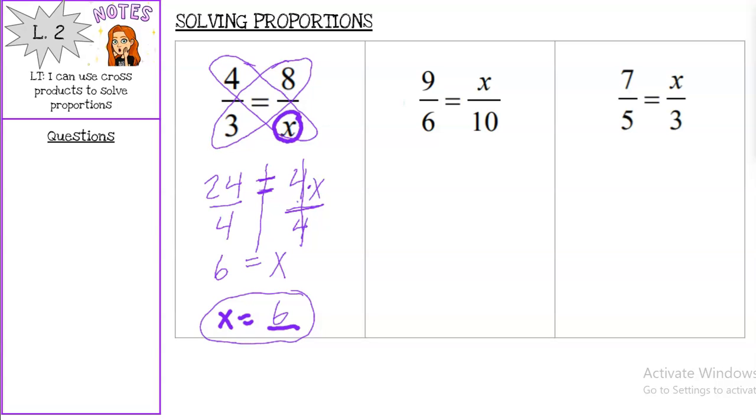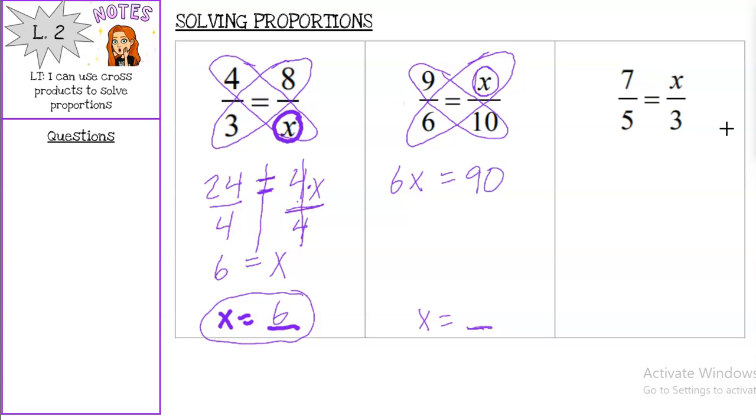Let's do another example here. We have 9 over 6 equals x over 10. We want to figure out what would be the value for x. That's our end goal. What should x be? If we do our cross products, we have 6 times x is 6x. And then we have 9 times 10 is 90.